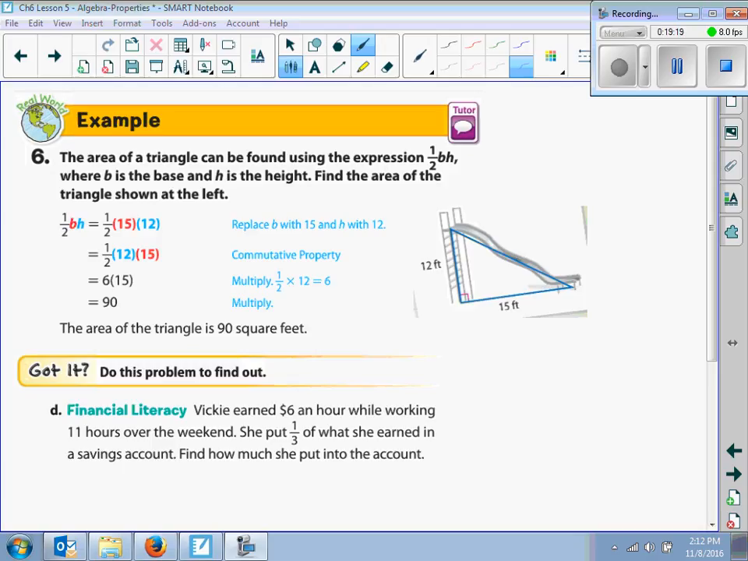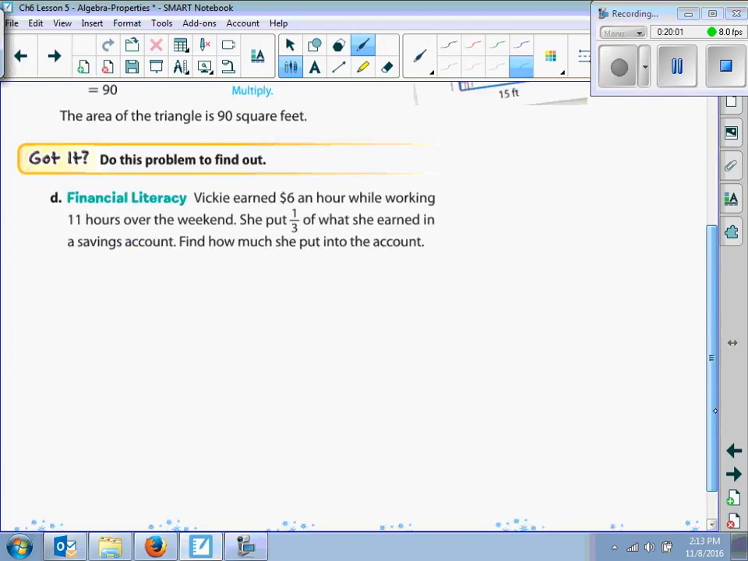Now, with the associative property of multiplication, that tells us we can multiply in any order we want to, right? So, if I wanted to, you guys know multiplying times 1/2 is the same thing as doing what? Dividing by 2, right? So, which one would be easier for me to divide by 2, 15 or 12? 12, right? Because it's even. So, I'm going to multiply 1/2 times 12, which gives me 6, and then 6 times 15, which is equal to 90. So, the area underneath this slide is 90 square feet. Is everybody clear?